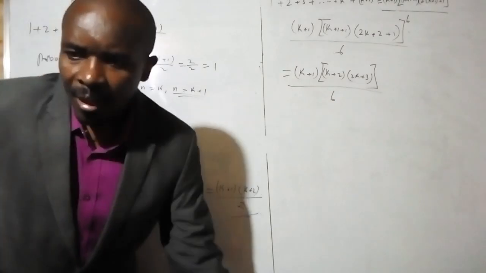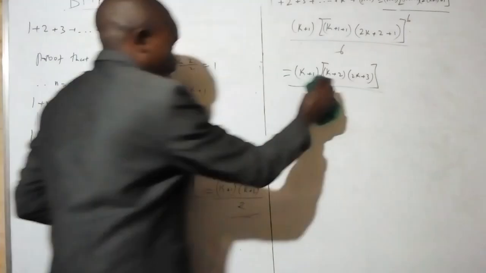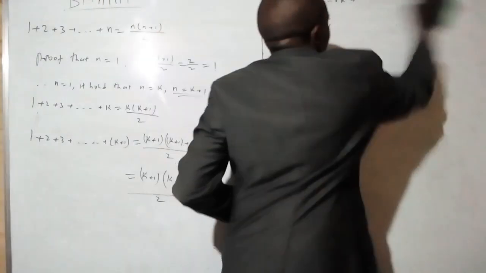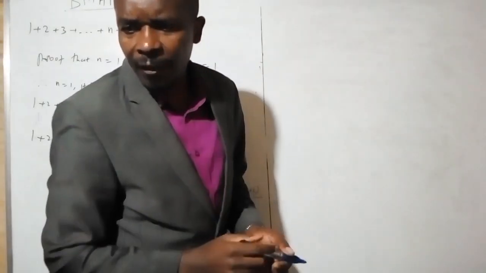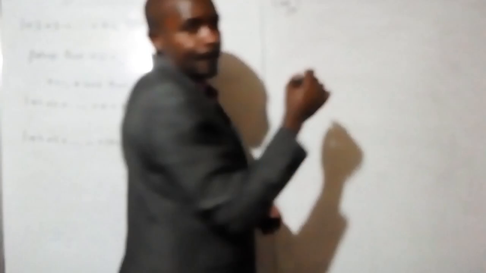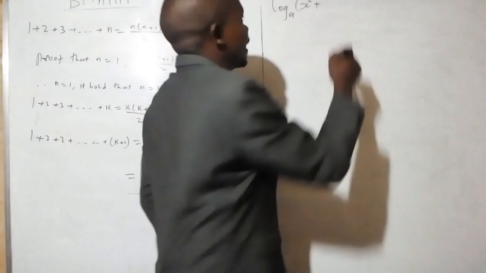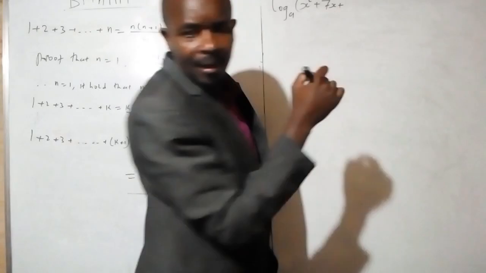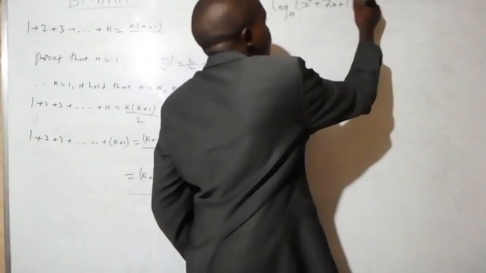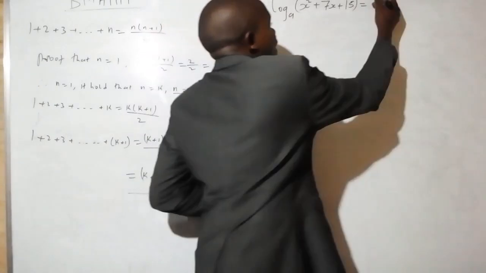Yeah, we can have, you'll be told, solve log 9 of x squared plus 7x plus 15 is equals to a half.